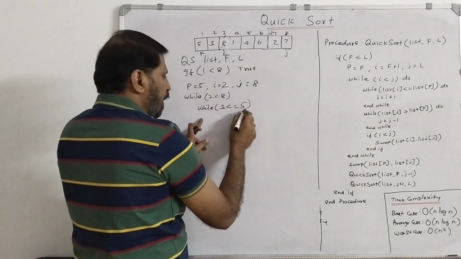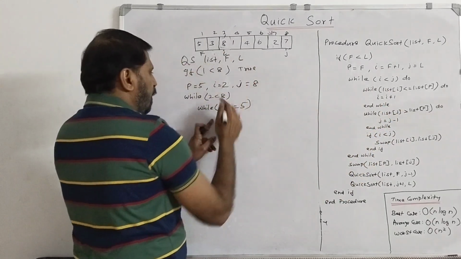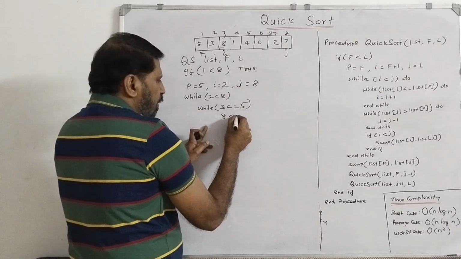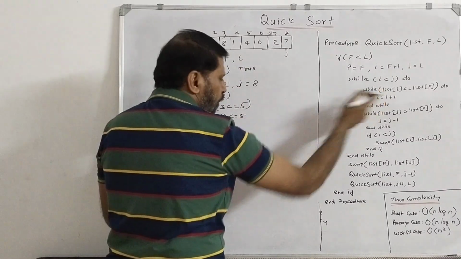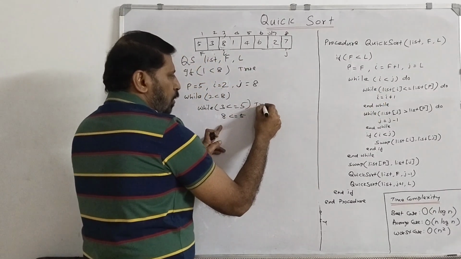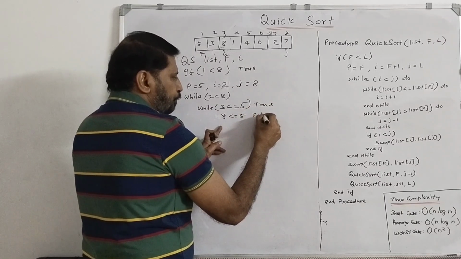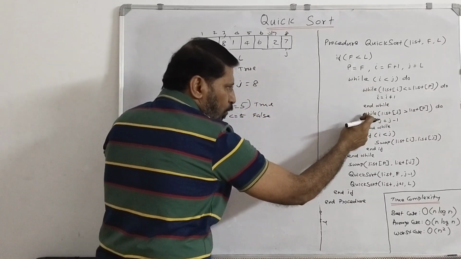Once again we come to the same while loop. What is the second number? Second number is 8. 8 is less than or equal to 5. Now the condition fails. This is true, but this is false. If it is false, we come out of this while loop.